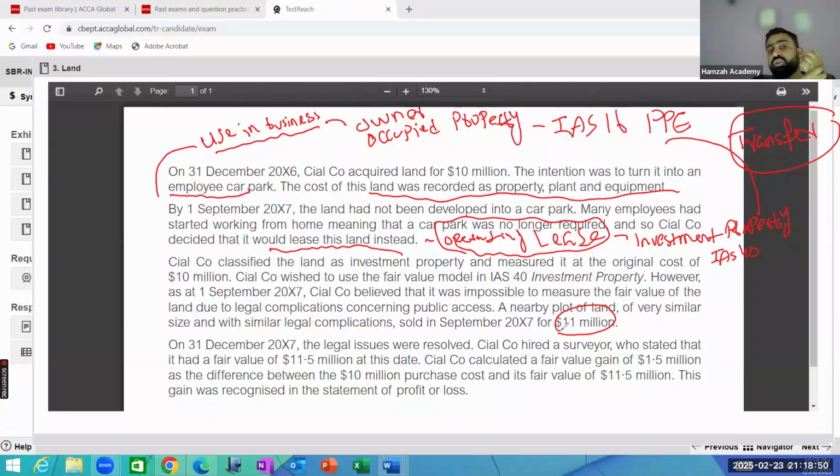Now, you are going to use the cost model only if the fair value is not reliably measurable. Then the entity should use the cost model. Then there is no other choice. But fair value not being reliably measurable is a very rare case. It is a very rare case.